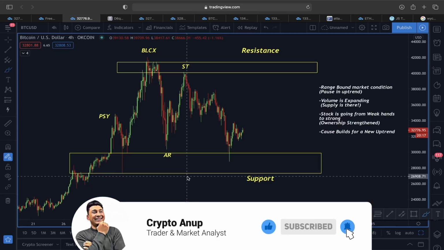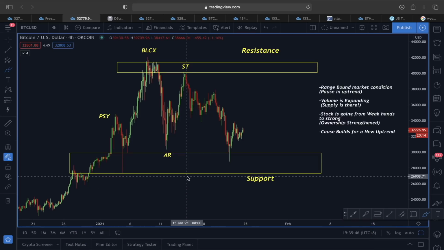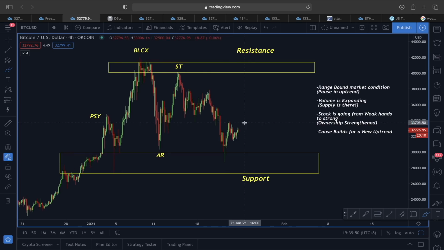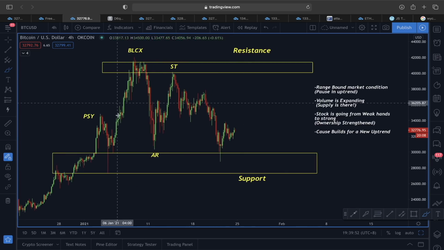So now what we are going to do is start our analysis by looking at the price action in a 4-hour time frame. If we look at the price structure here of Bitcoin in a 4-hour time frame, we have already talked about this price structure. I told you guys, what we are witnessing looks like Wyckoff's reaccumulation phase.